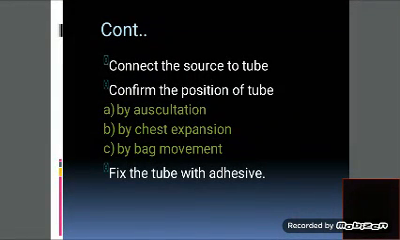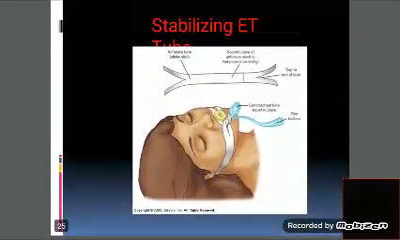Now connect the source to the tube. Confirm the position of the tube either by auscultation or, when you connect the tube to the mechanical ventilator or ambu bag, by the change in chest expansion of the patient. After confirming the correct placement of the tube either by auscultation, chest expansion or ambu bag, we need to fix the tube with adhesive.